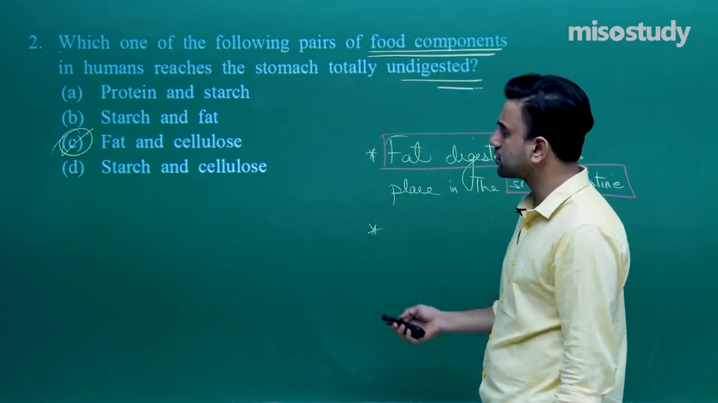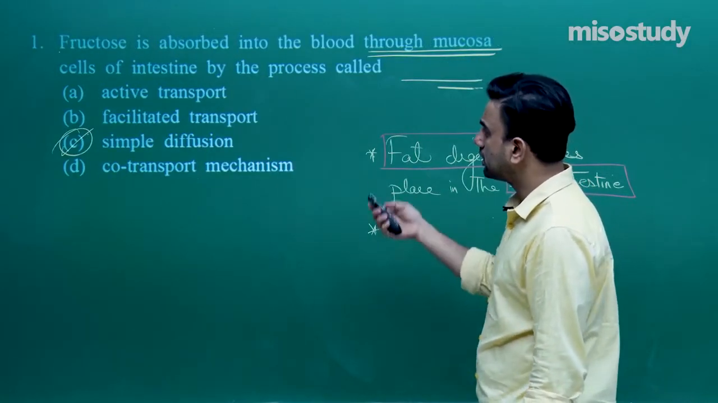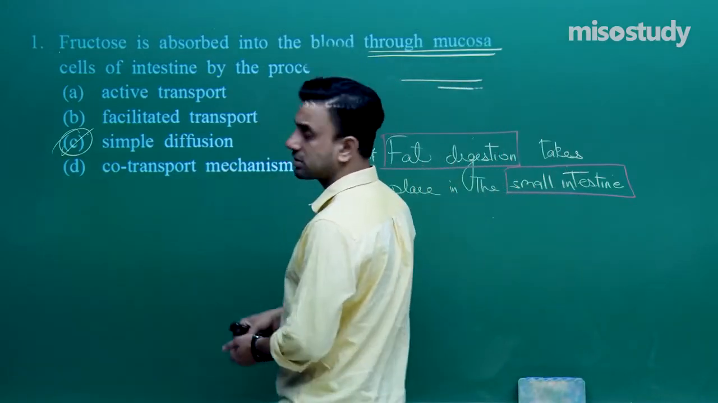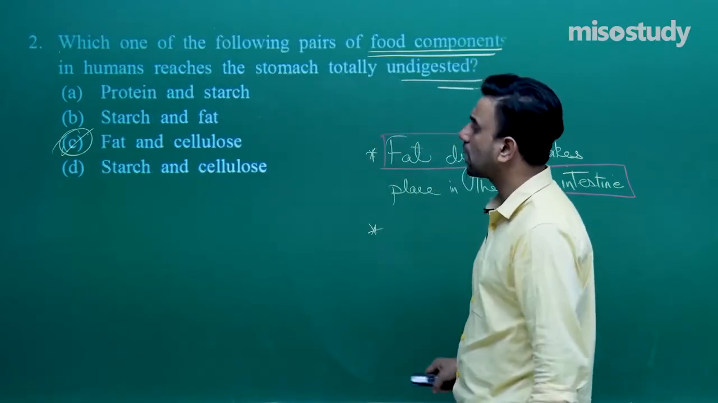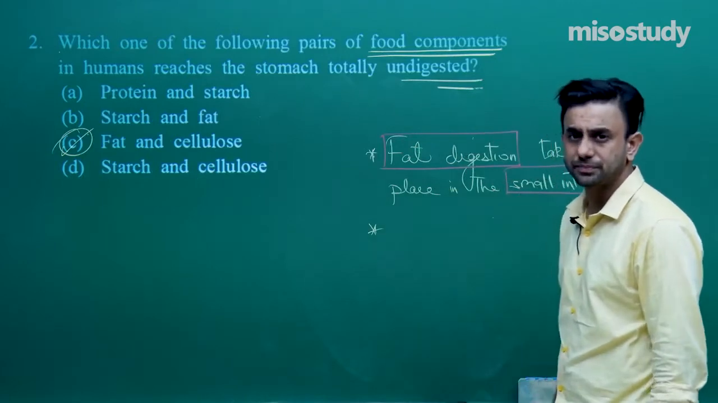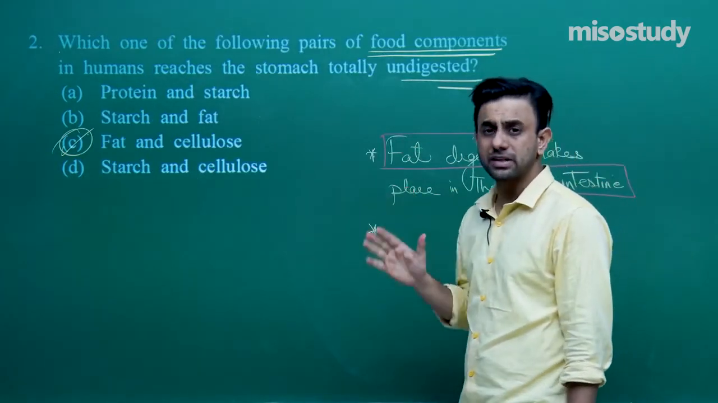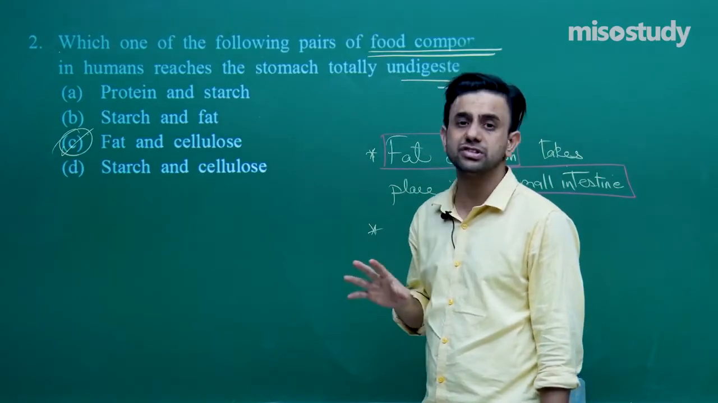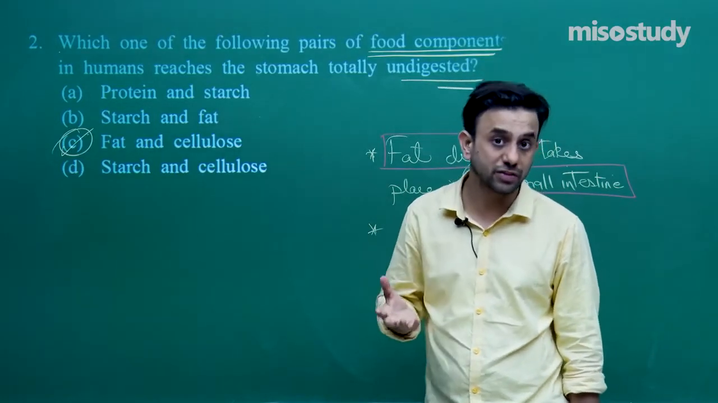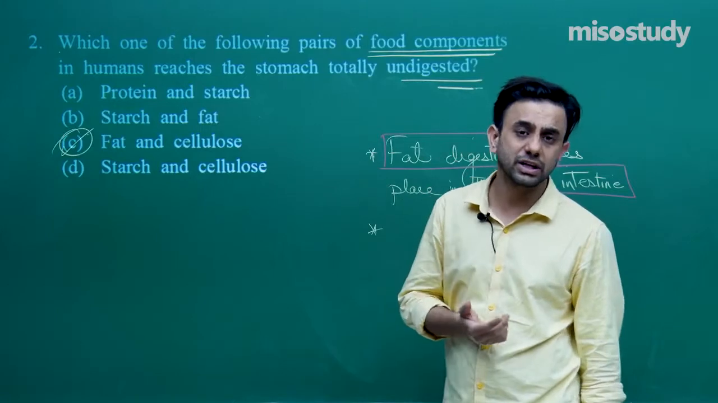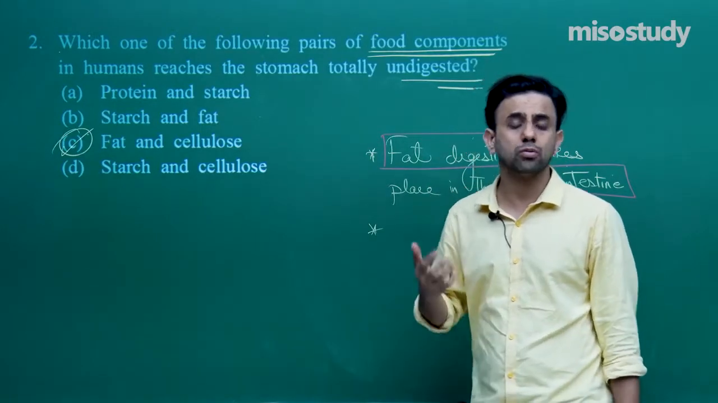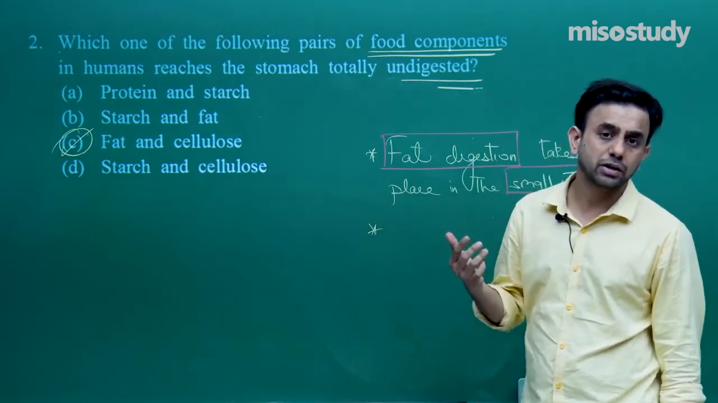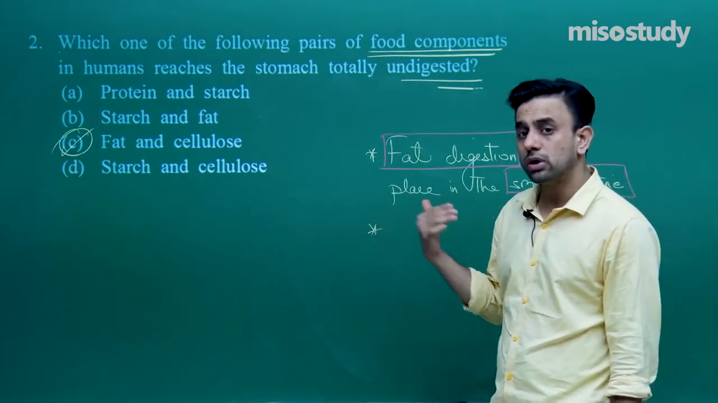I hope for the first one I gave you the answer, the facilitated transport, and for the second one it is fat and cellulose. The gastric lipase is there, but the conditions are not right for it to work at such an efficiency. So, we consider it to be working at almost negligible levels. Hence the fat will be absorbed and digested only after the stomach.